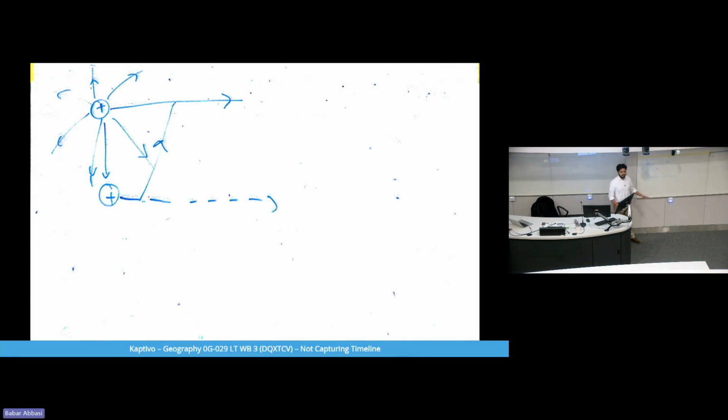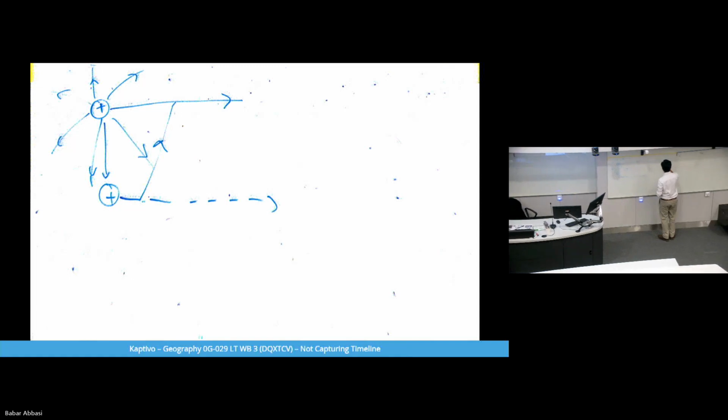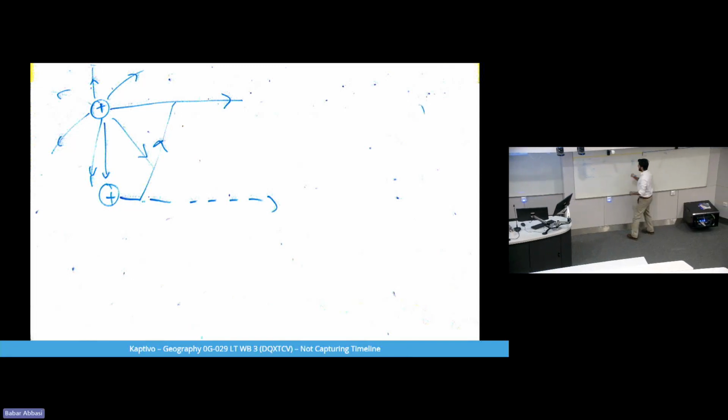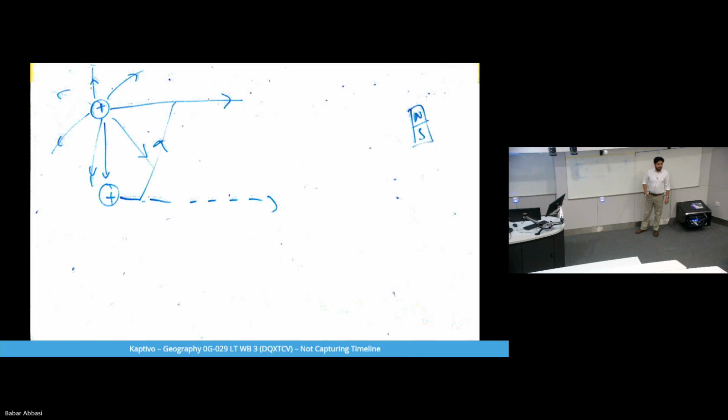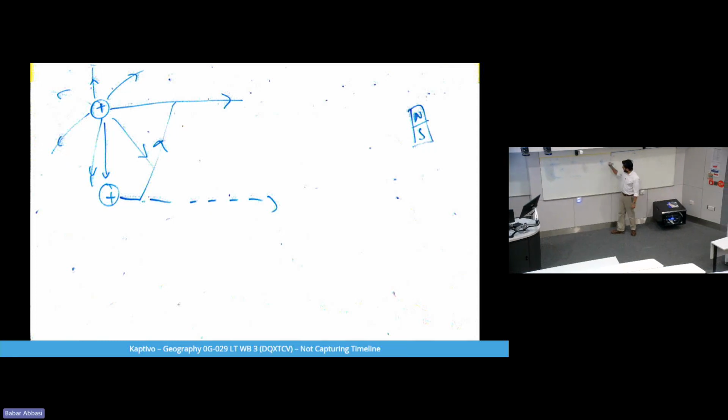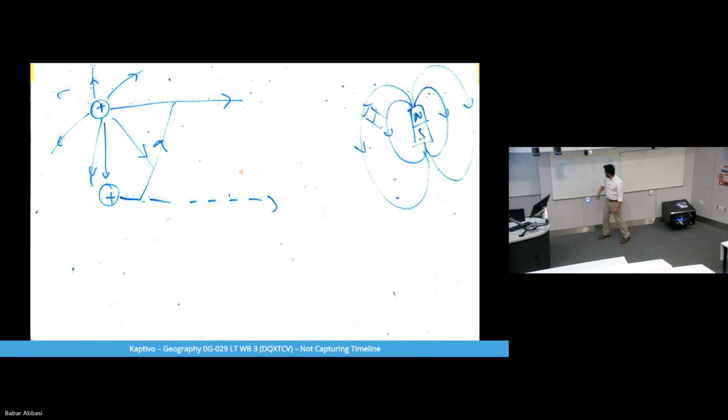In this phenomenon, is there any magnetic field happening? What is this? Magnet. Does a magnet have an electric field or a magnetic field? Okay. Let's call this magnetic field, H. This is E.